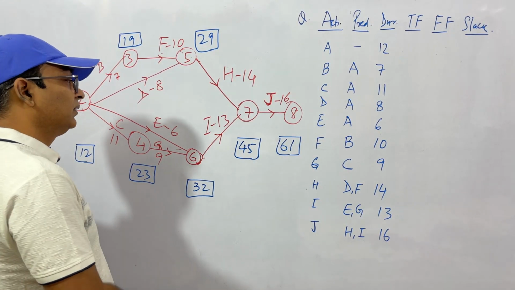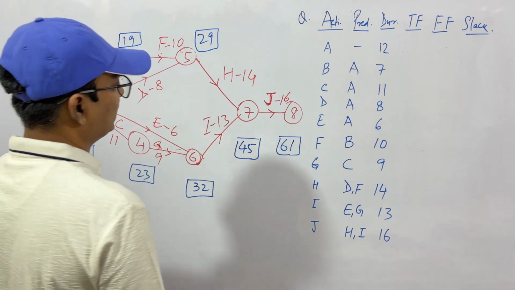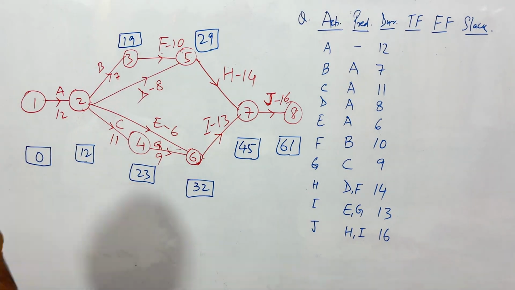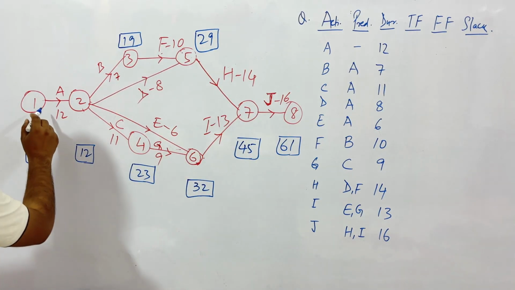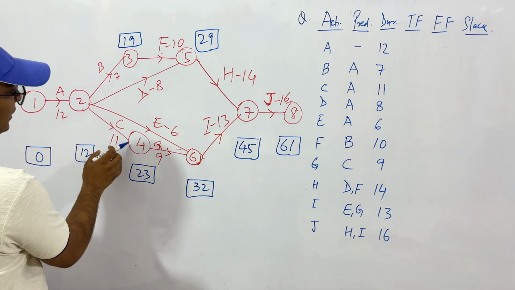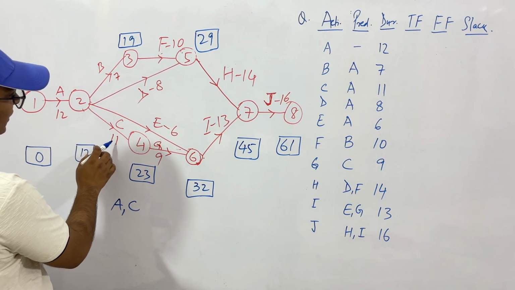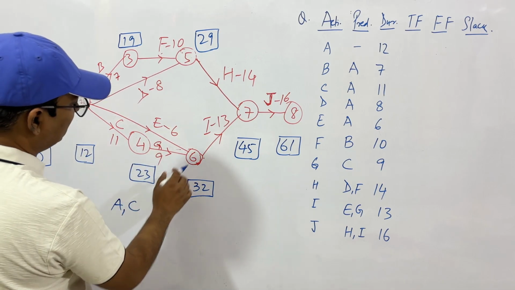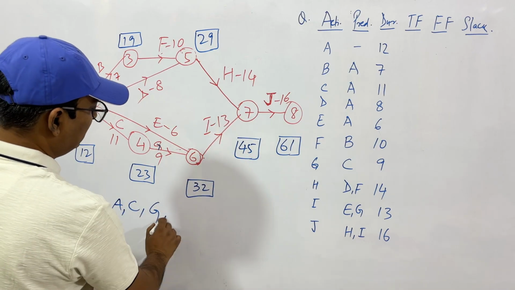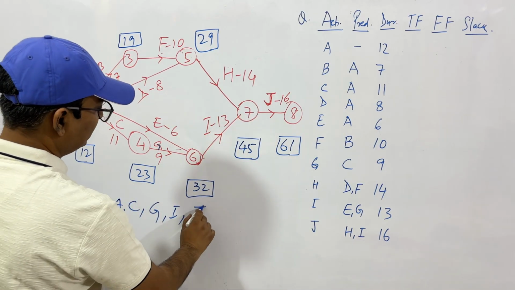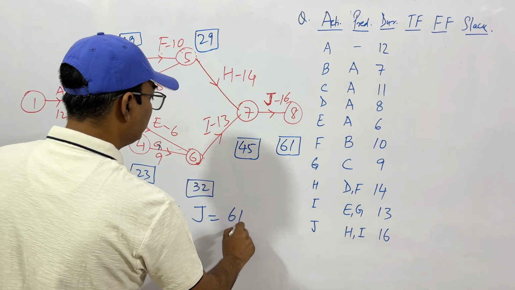The project, by critical path method, we are able to understand that it will take 61 weeks to complete. Which will be the critical path? Obviously, this is the critical path. How? See, this will be A, then C. I'm writing A, C, 12 and 11, 23, then 9, 32, that is, this is G. So A, C, G, then I, and then J. So this is our critical path, and we take 61 weeks to reach there.